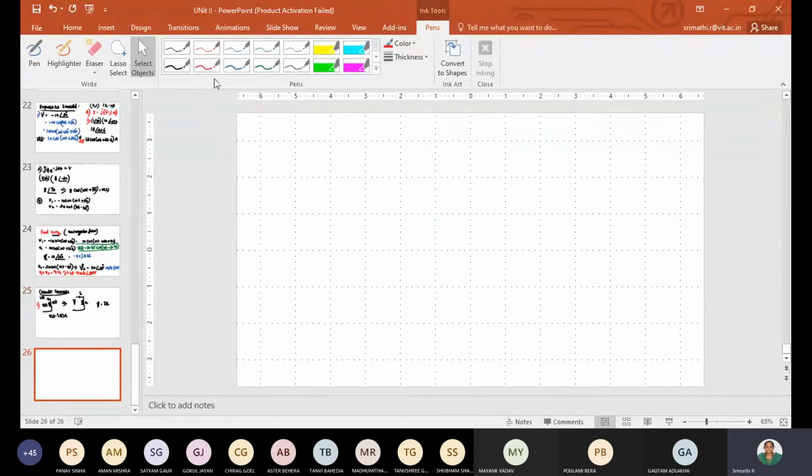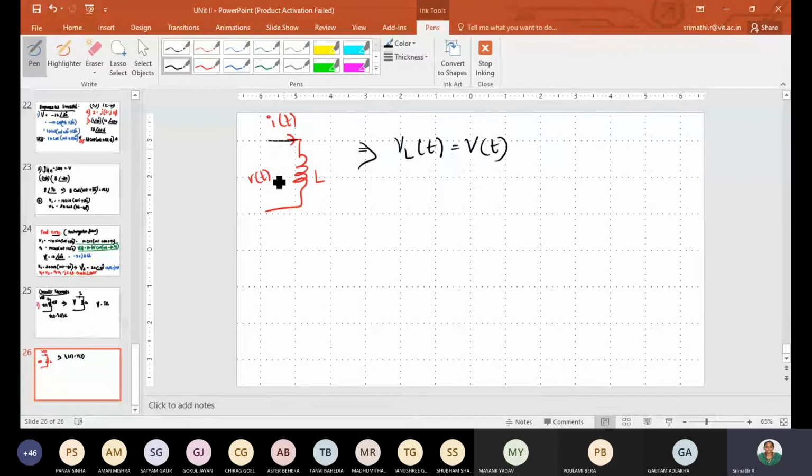Okay. So now again, when a voltage is applied across an L in time domain, V of t, this is I of t, and this is your L. Okay. So how will you write the voltage across this inductor, VL of t? Let me write VL of t is nothing but V of t. Am I right? Both are parallel.